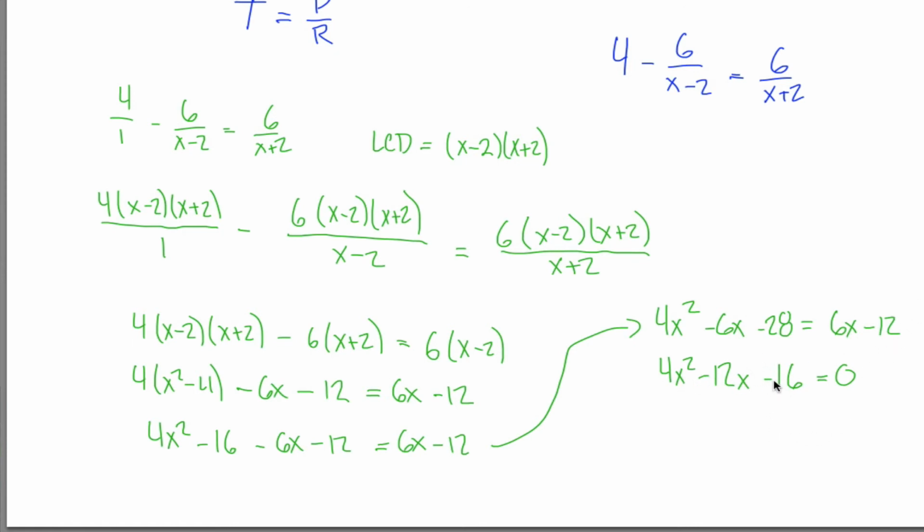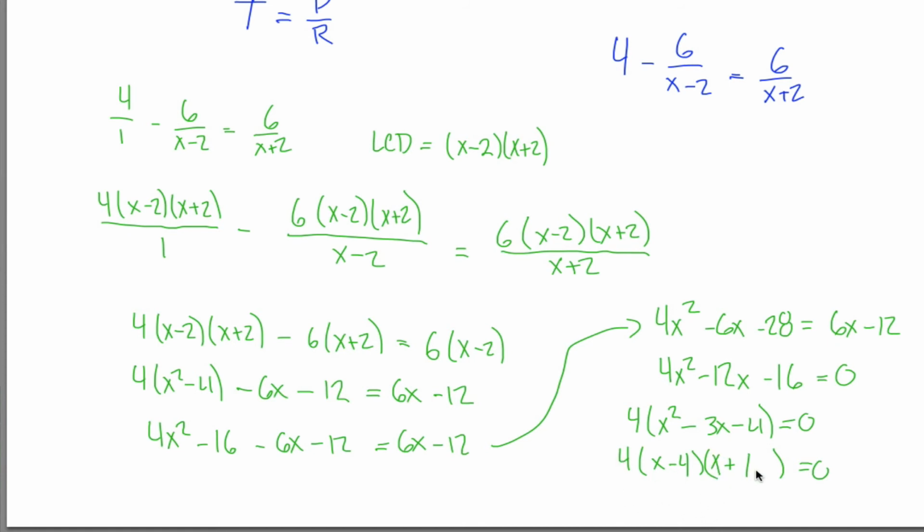If I can factor this, I can solve. The good news, you're like, oh, factoring these when the leading coefficient is not a 1 is really hard. The good news is that there's a greatest common factor in here. I can pull out the 4 and I'm left with x squared minus 3x minus 4, which is a lot easier to factor. Just need two numbers that multiply to negative 4 and add to negative 3. That'd be negative 4 and positive 1.